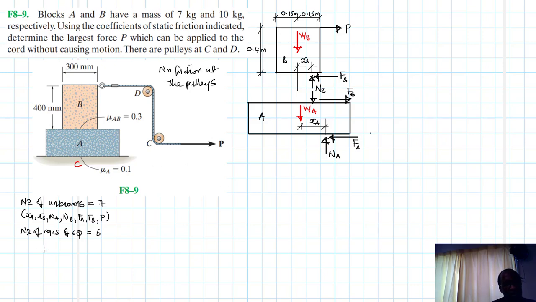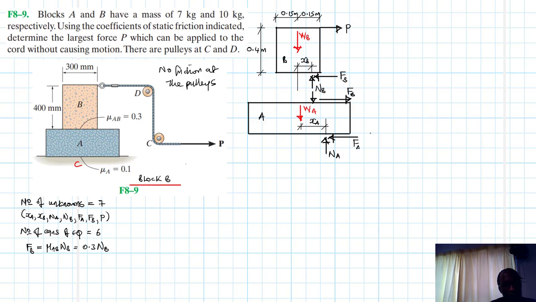So let's assume the first case, let's say the one equation that we need is this mu AB NB, which is equal to 0.3 NB. So let's say this is the equation. Then if this fails, then we'll try the other equation. Okay, so let's go to block B.